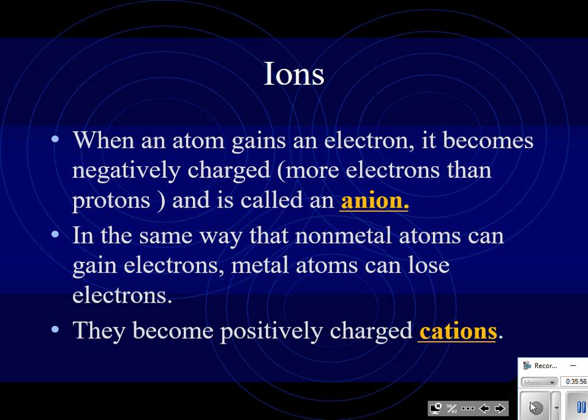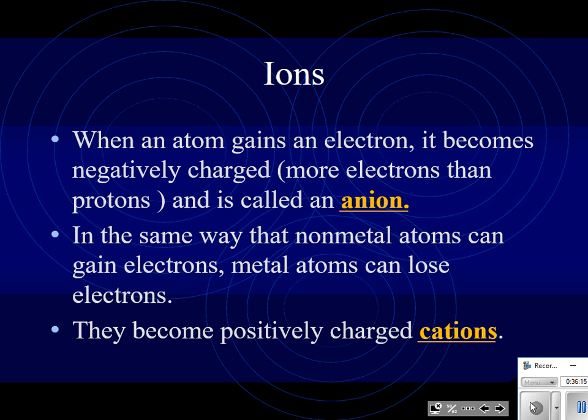Ones that are positively charged. If I give up an electron, I have more pluses than I do minuses. If I have more pluses than minuses, I'm positively charged. Therefore, I am a cation. Okay?